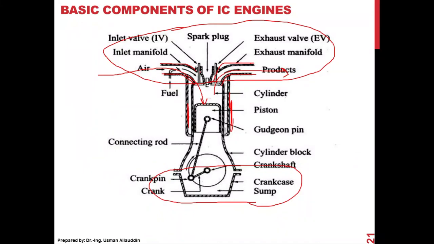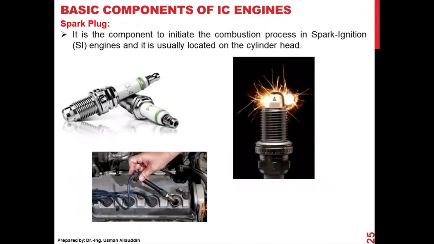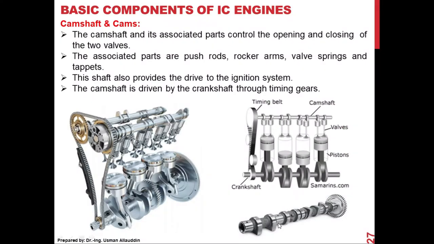So this is the valve. When it is pushed downward, this space will become open and the air fuel mixture will come into the cylinder. Similarly, when the exhaust valve is pushed, it will come downward, as it is connected to a spring, so there will be an open space and the exhaust gases will go out of the engine. So the camshaft has lobes, and these lobes open and close the inlet and exhaust valves.